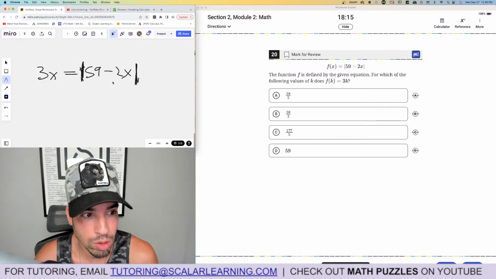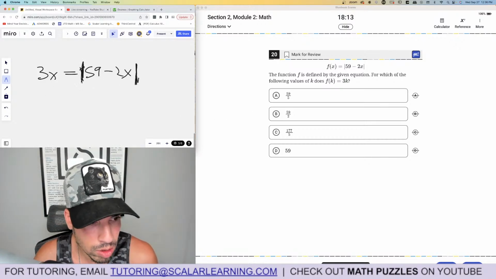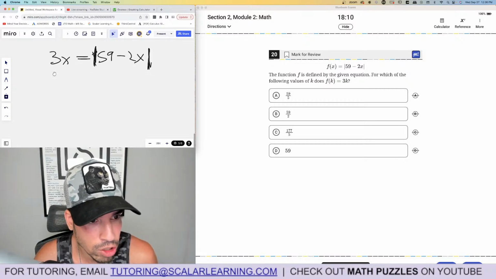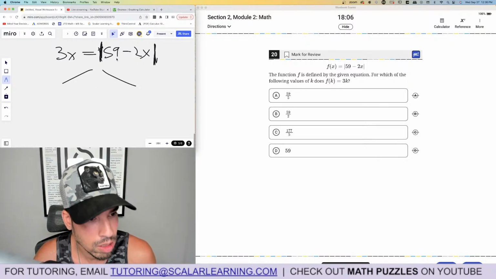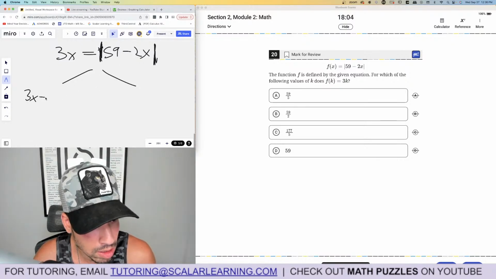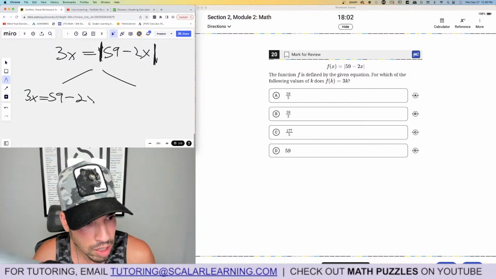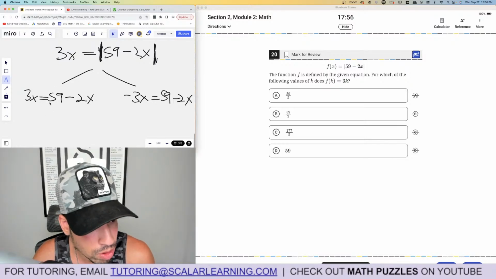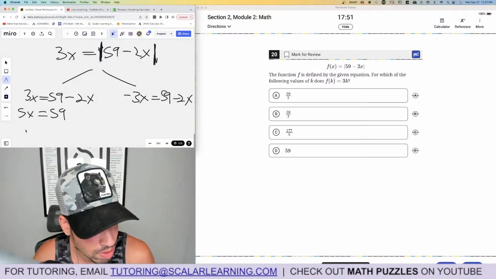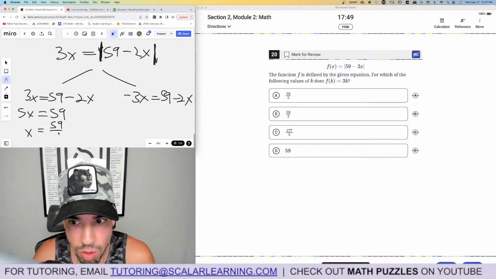Now, we can do one of two things. We can plug and chug, or we can do it the good old-fashioned way. I'm going to do it the good old-fashioned way, and then we'll plug and chug the correct answer once we get it. So first, we split it into two equations. The first one, we leave as is and just remove the absolute value. Second one, we negate one of the sides. Let's negate the left side. I have a hunch this is going to give us the solution we want, but let's solve both. So I'm going to add 2x to both sides. We get 5x equals 59. Then we divide by 5: x equals 59 over 5.